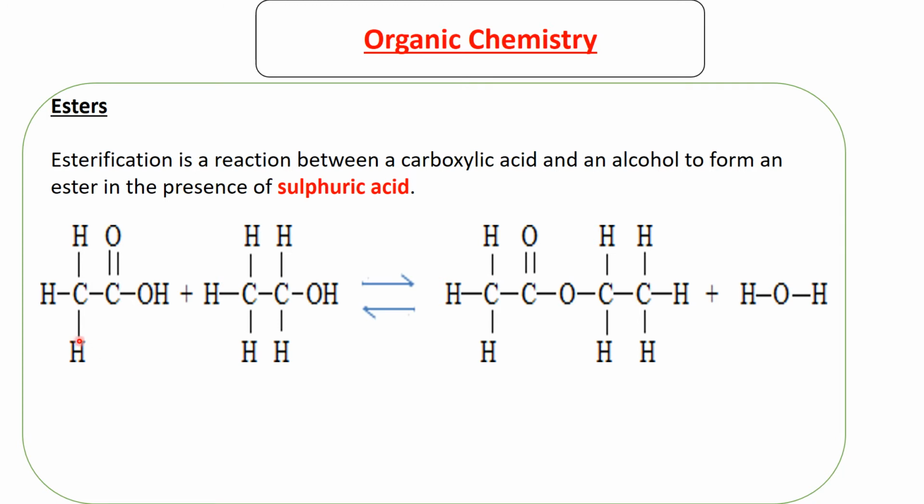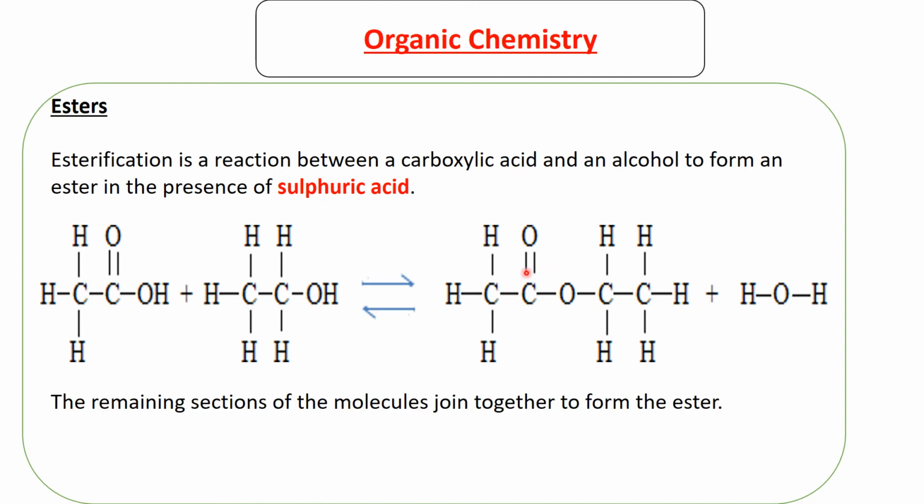So we have the acid here and we have the alcohol here. So when they react, the acid is going to lose the OH and the alcohol is going to lose the H. So when this happens, the acid and the alcohol are going to combine. The OH and the H are going also to combine to form water, and of course the remaining parts, like I said, they'll form the ester. So this is how esterification occurs.